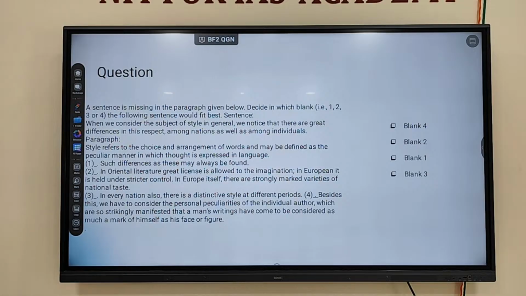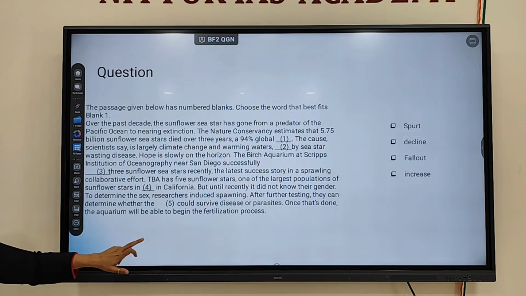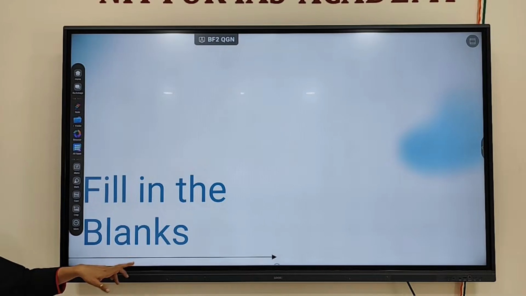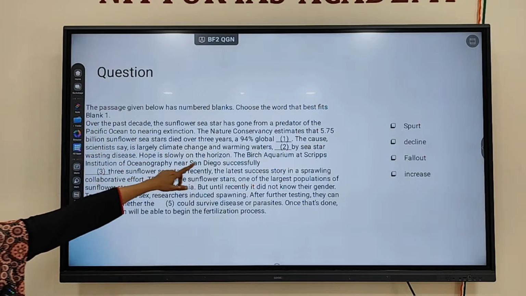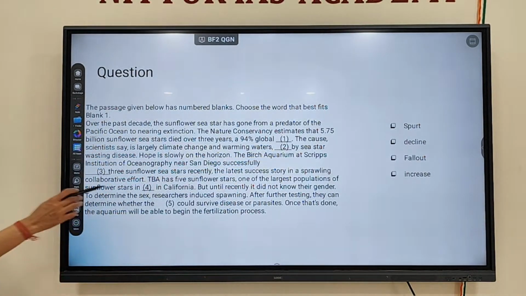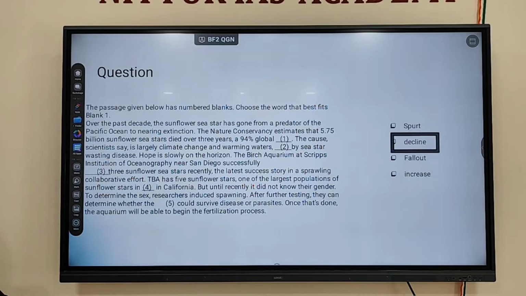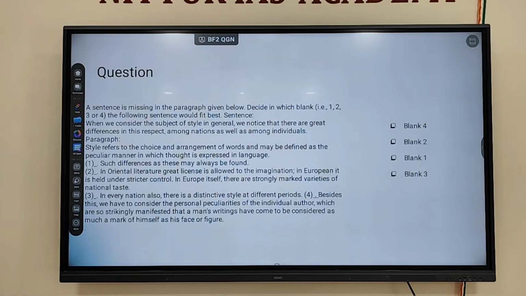A sentence is missing in the paragraph given below. Hi. Since you've just joined, I'm going to tell you we are looking at fill in the blanks. We've already finished some of the parts. Now we're looking at the fill in the blanks, and here we are supposed to fill out the blank one. And we said the answer is decline. Okay, moving on. The second one. So what they've asked us to do: a sentence is missing in the paragraph given below. Decide which blank 1, 2, 3 or 4 will fit best.